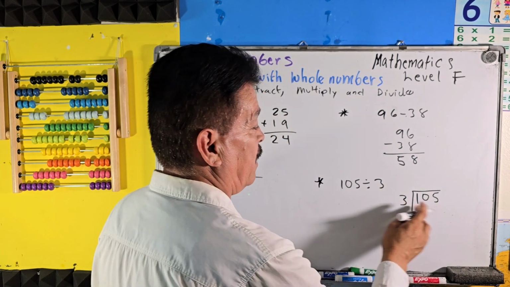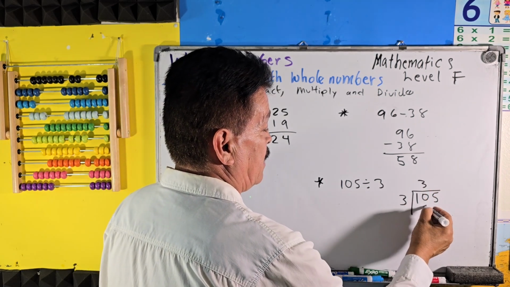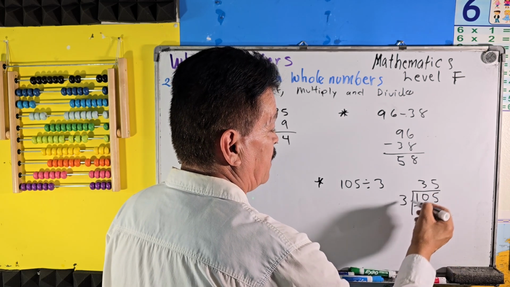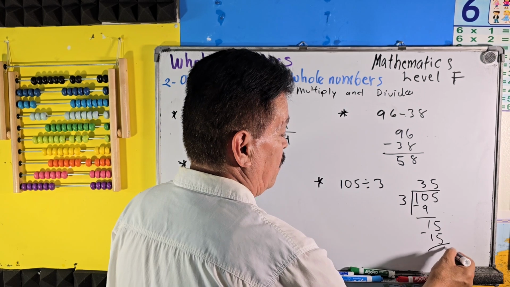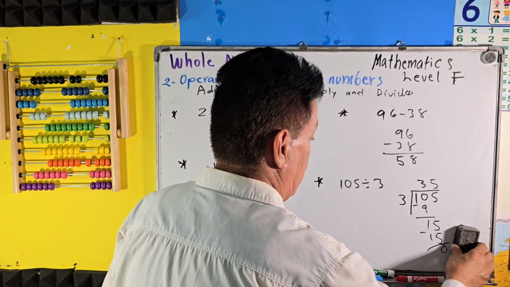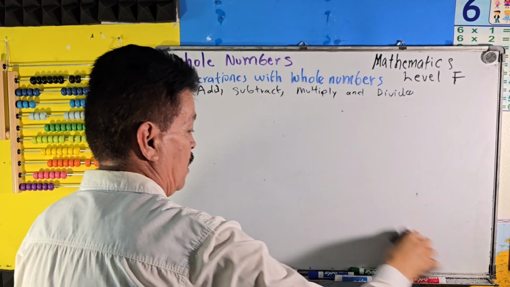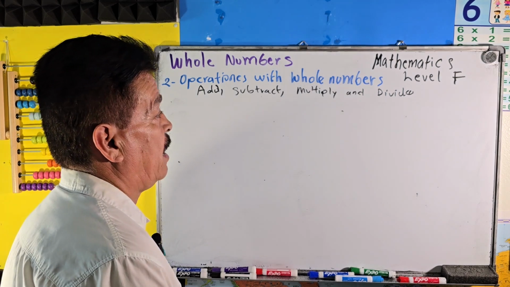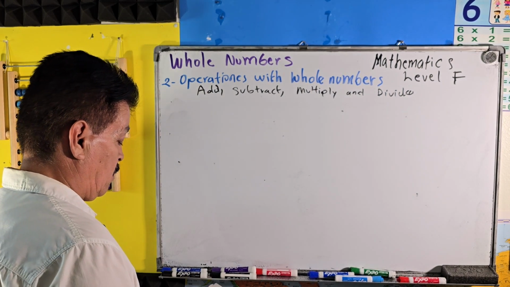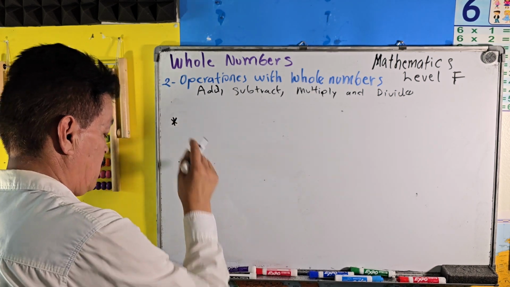So how many 3s in 10? It's 3. 3 times 3 is 9. So subtract, 1, bring down number 5. Then 5 times 3 is 15. So 15 minus 15 is 0, right? So that's an example of division. Different kinds of problems. Let's do more examples of how to add, subtract, multiply, or divide the whole numbers. So let's try one more problem here.